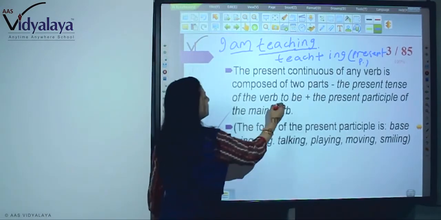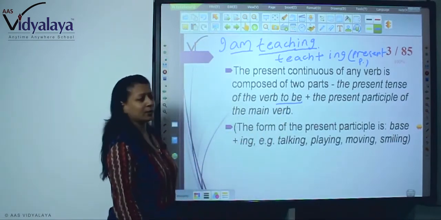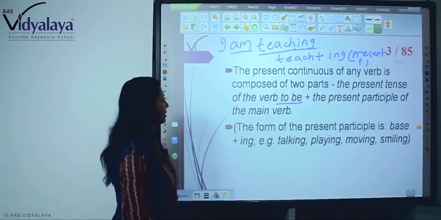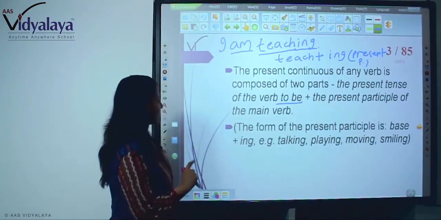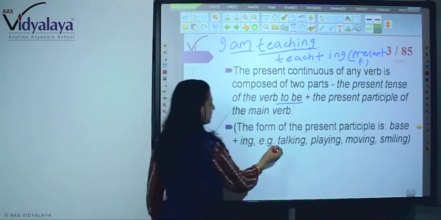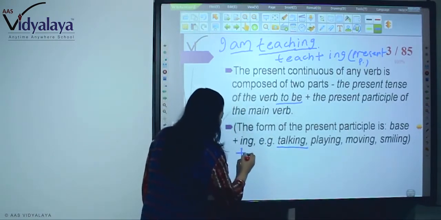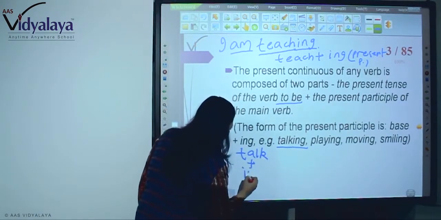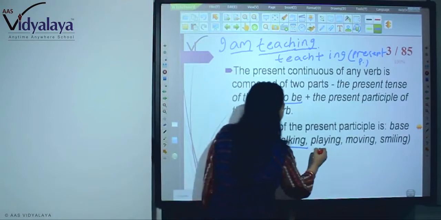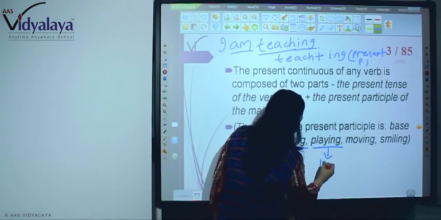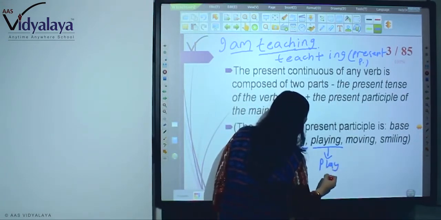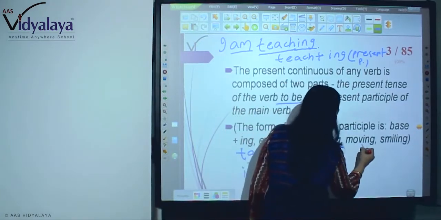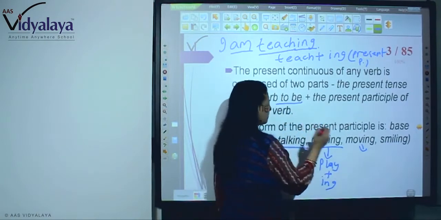So the verb to be plus the present participle of the main verb you will have to use when you are writing present continuous tense. The form of the present participle is base plus ing. For example, this is talking. Base is talk, T-A-L-K, talk, plus ing. Playing, play is base and plus ing. Here there is little difference.